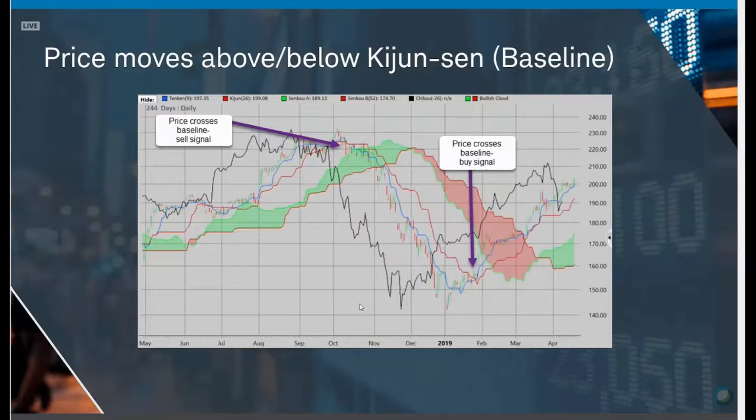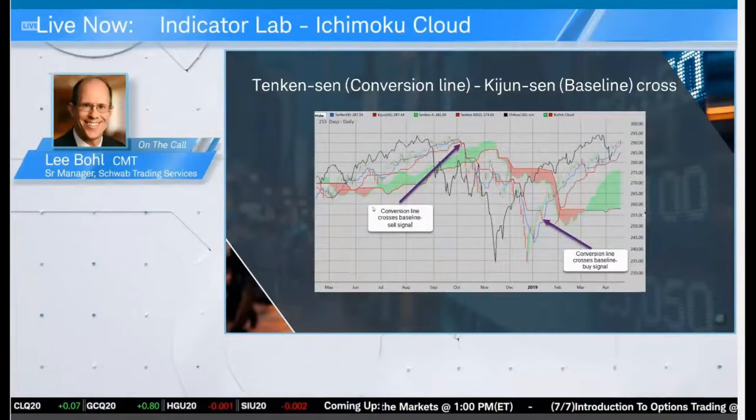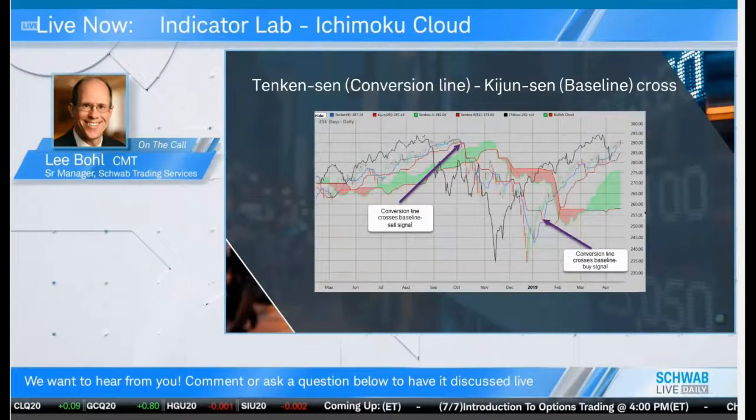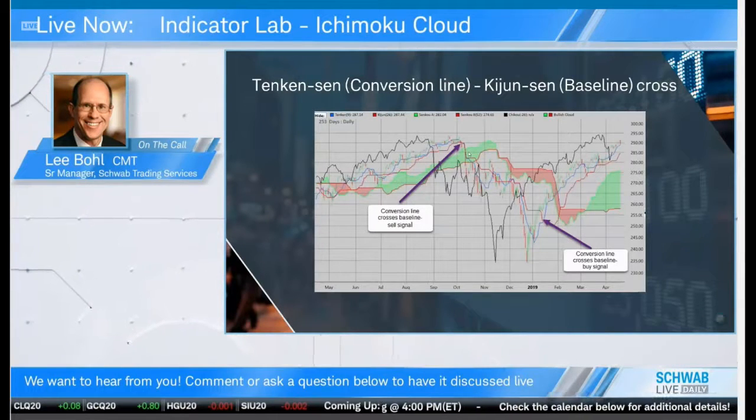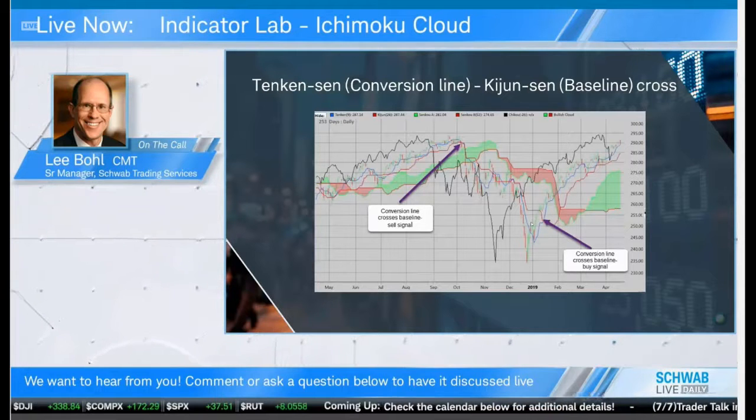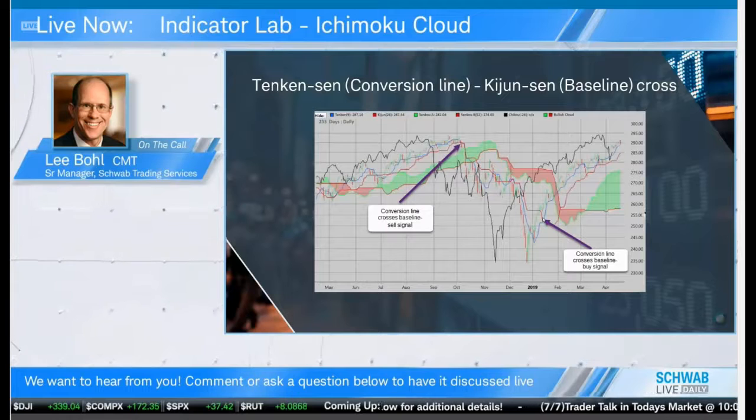All right, let us talk about now the baseline signal, okay? When price drops below the baseline, which on this chart is red, that would be a sell signal. When price crosses back above the baseline, that's a buy signal. This comes much earlier than the twist. So there you go. This is like a moving average cross, okay? This is where your short line, the Tenkan, when Tenkan crosses below Kijun, that's a sell. When Tenkan crosses above Kijun, that is a buy.